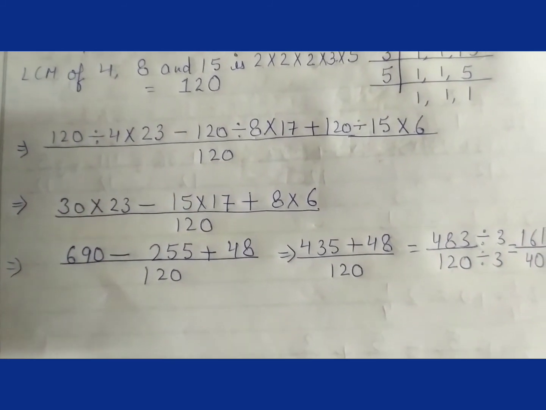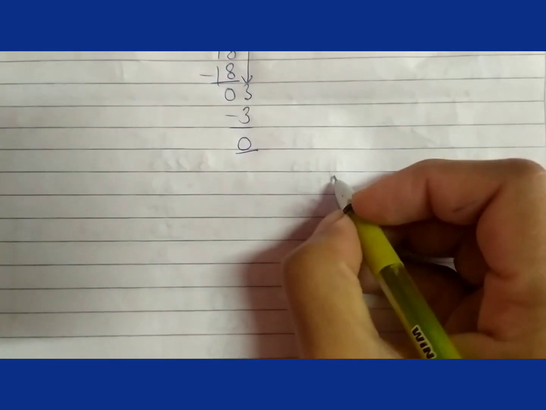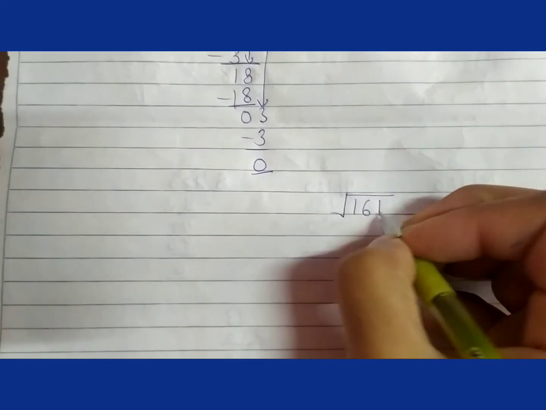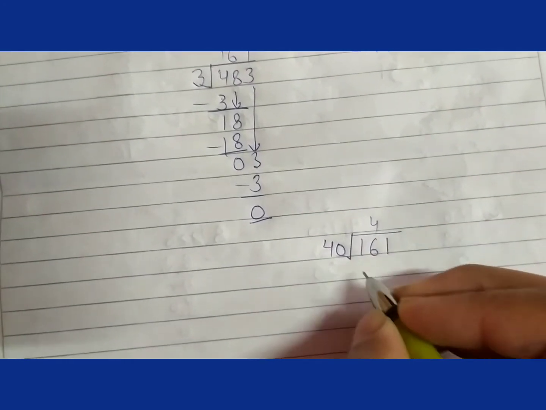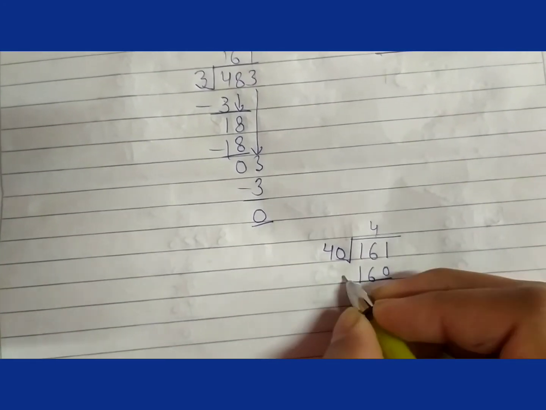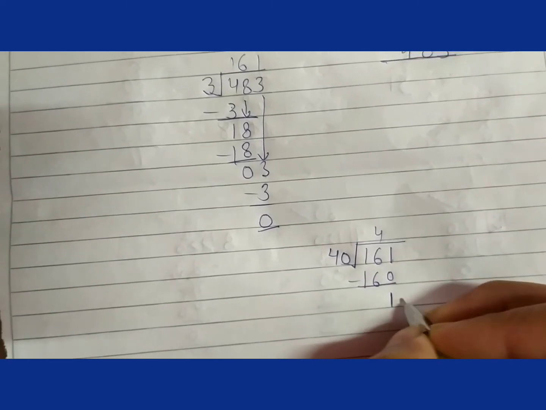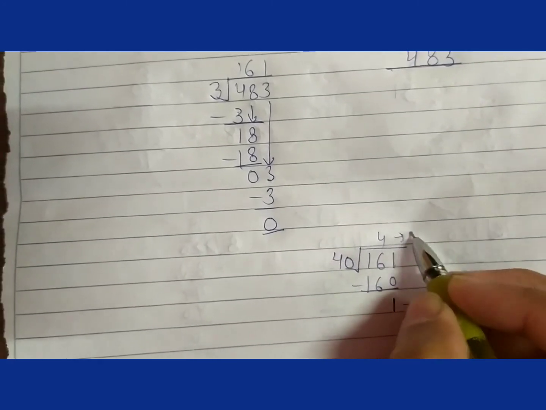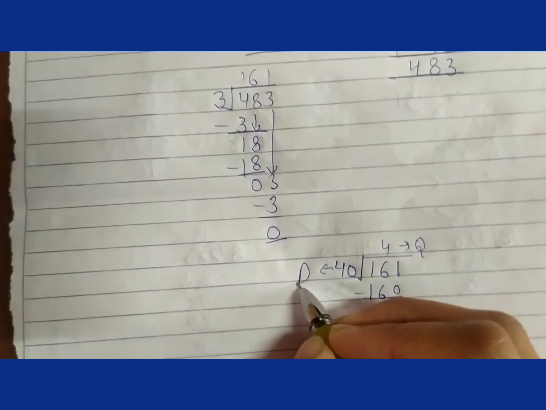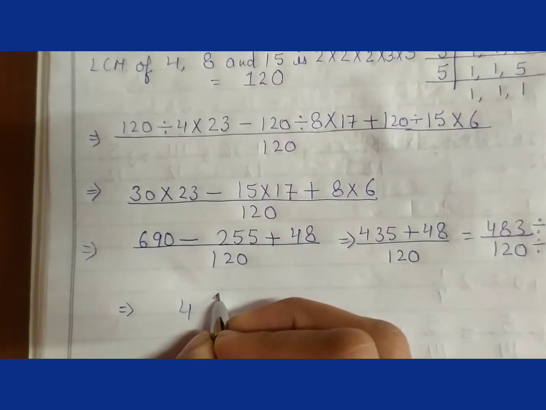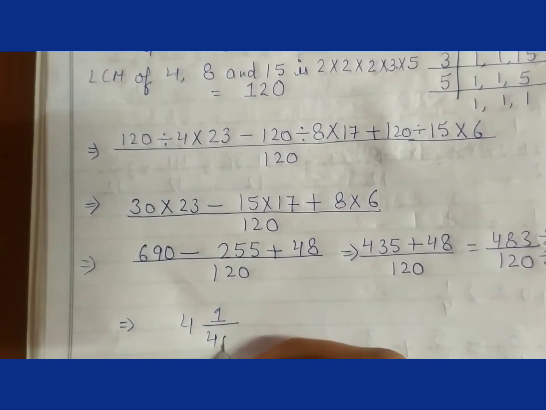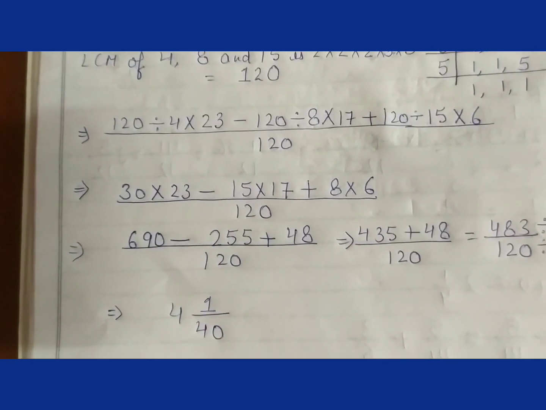Now change into mixed number. 161 divided by 40. Children, 4 4s are 160. 1 minus 0, 1. This is the remainder, this is the quotient, and this is the divisor. Write in mixed number, that is 4, 1 upon 40. This is the answer. Okay children, thank you.